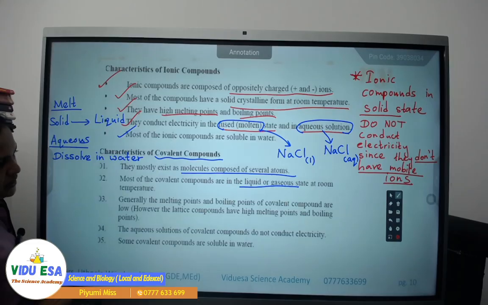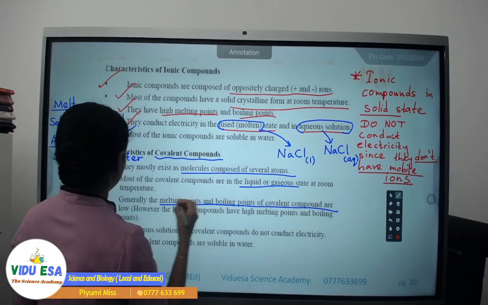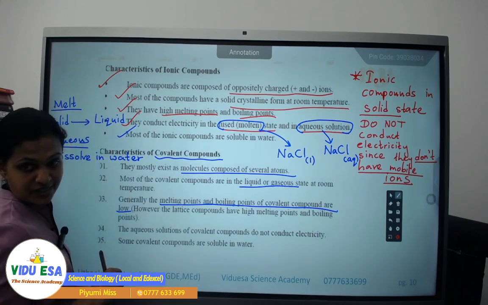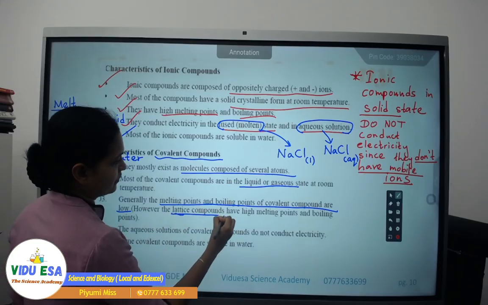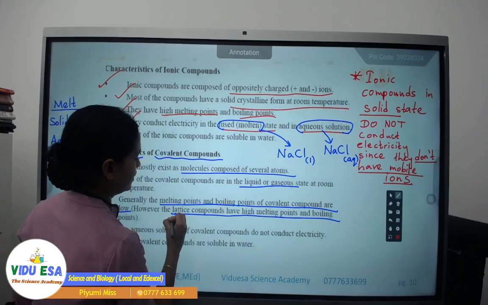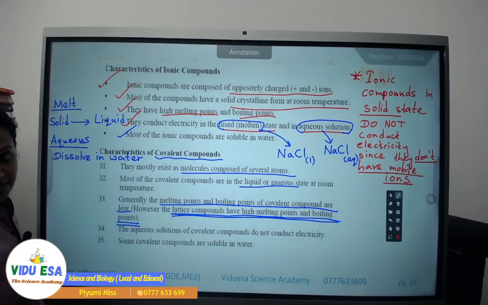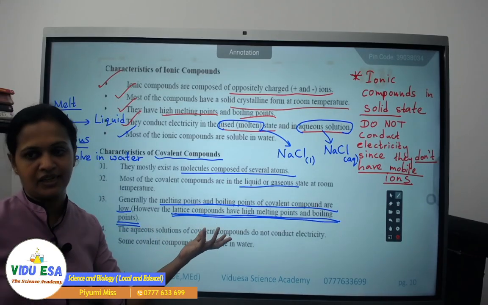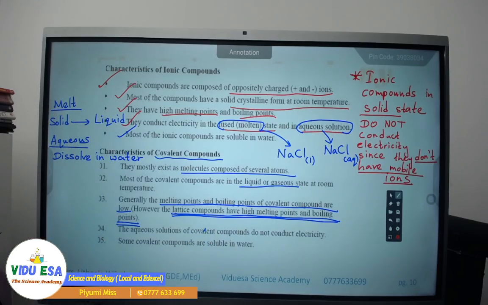Generally, the melting points and boiling points of covalent compounds are low, but there are exceptions. The ones that make lattices, like diamond and graphite, are lattice compounds. Lattice compounds have high boiling points and melting points, like diamond and graphite. Since they make an atomic lattice, they generally have high boiling points and melting points.